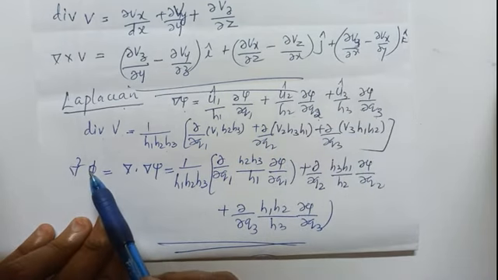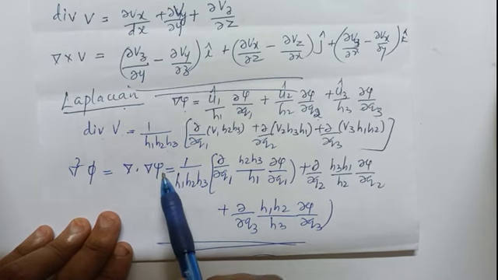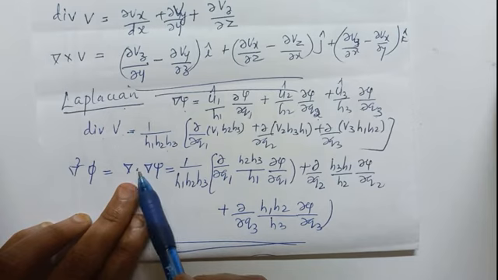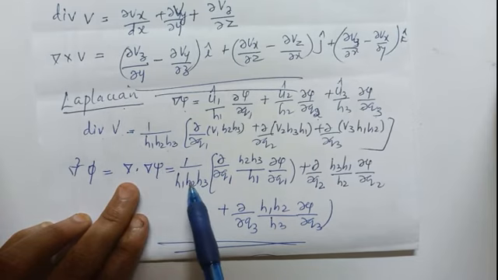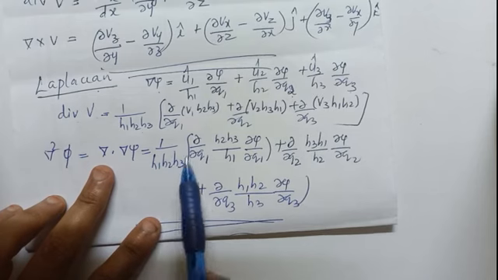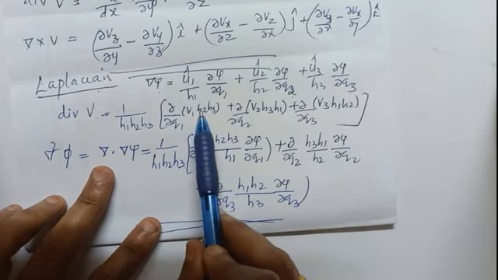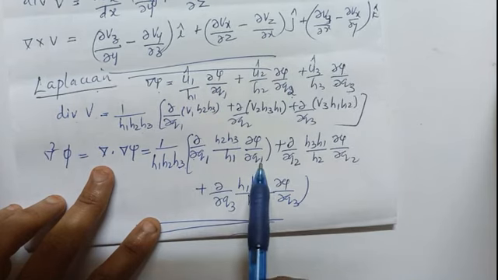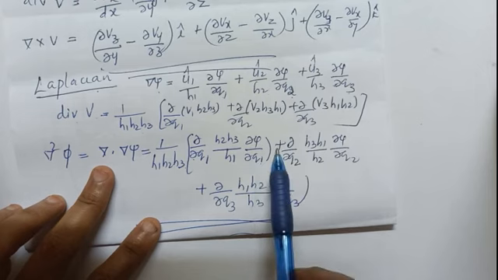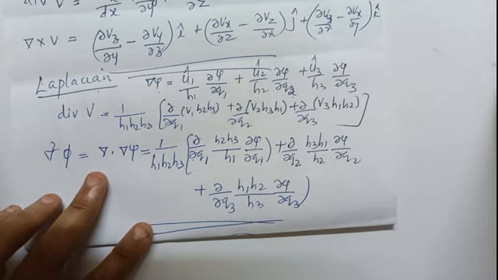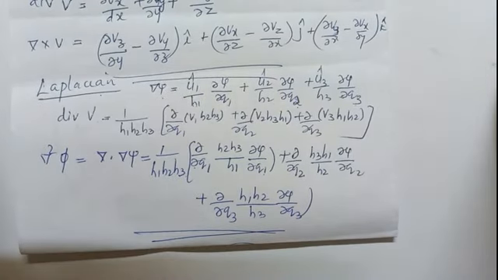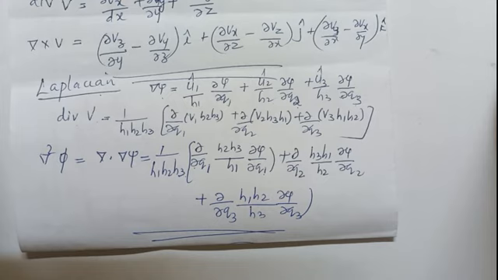See, del square psi, that is the Laplacian, is equal to del dot del psi, the divergence of del psi. We just substitute for that and finally we get 1 by h1 h2 h3 dou by dou q1 of h2 h3 by h1 dou psi by dou q1, plus the rest of the terms which you write cyclically. So the Laplacian is very easy if you know del psi and the divergence of v terms. We are just taking the del of that, that's all, and this is the Laplacian.